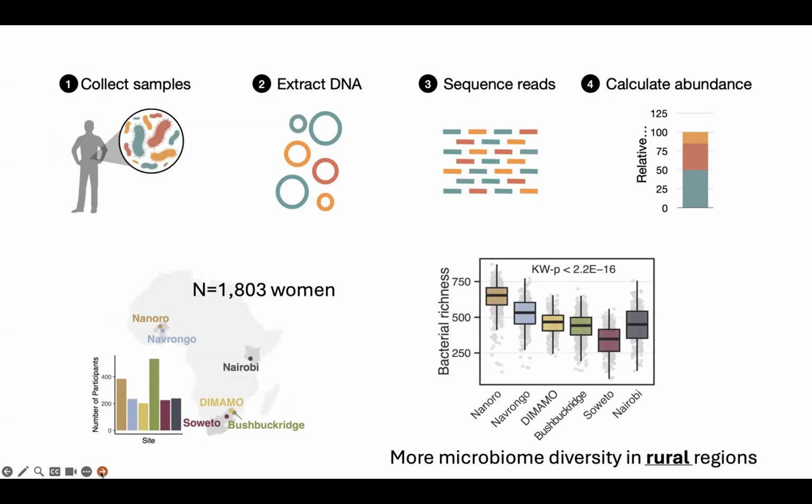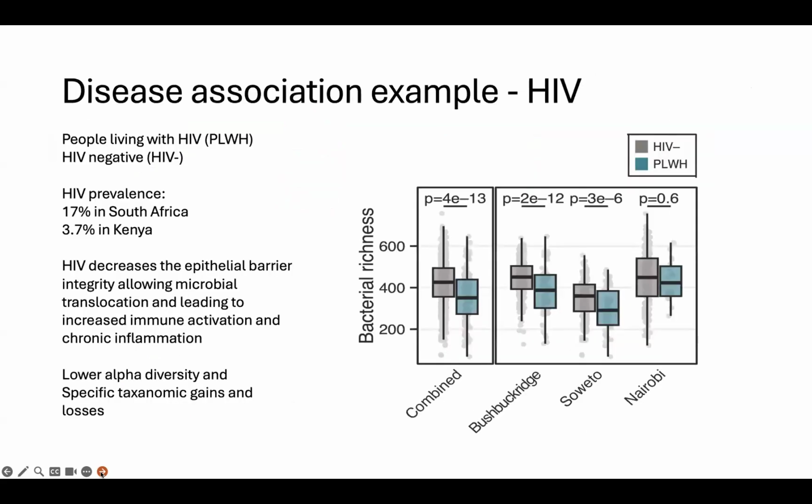And what we can show is that rural communities tend to have much more diverse microbiomes than do urban communities. And the more diverse your microbiome is, generally the healthier you are. But we also did studies to look at associations between the microbiome and HIV.